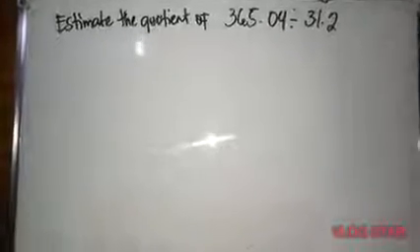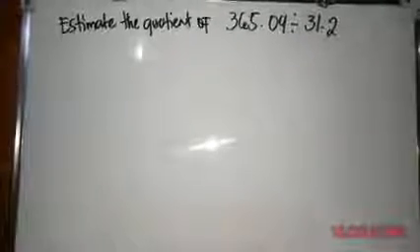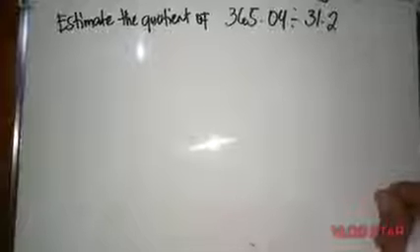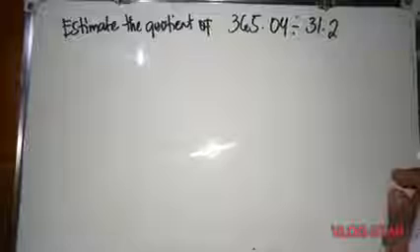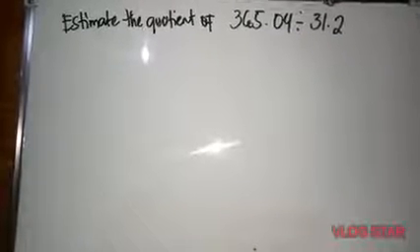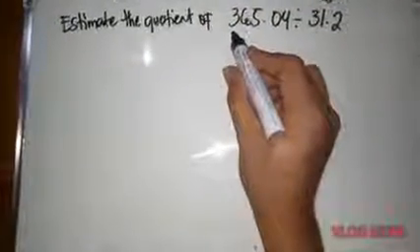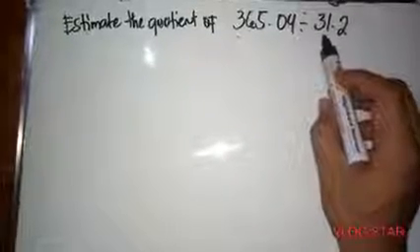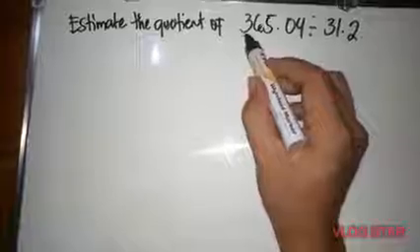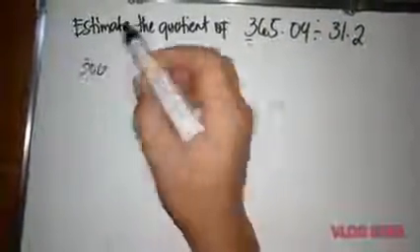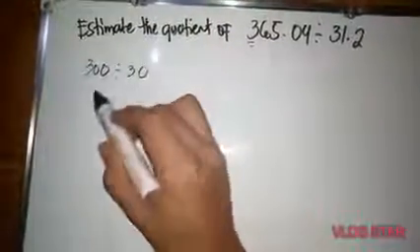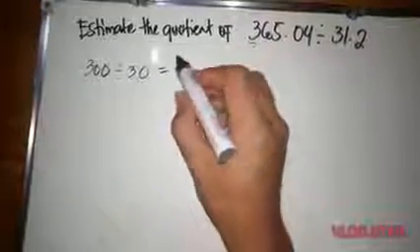Next example, estimate the quotient of 365.04 divided by 31.2. The first way that we will use is, let's round down the dividend and the divisor. Let's round down the dividend to the nearest hundreds, and the divisor to the nearest tens. If we round down 365 to the nearest hundred, this would be 300. If we round down 31.2 to the nearest tens, this would be 30. Then let's divide. 300 divided by 30 is simply 10.